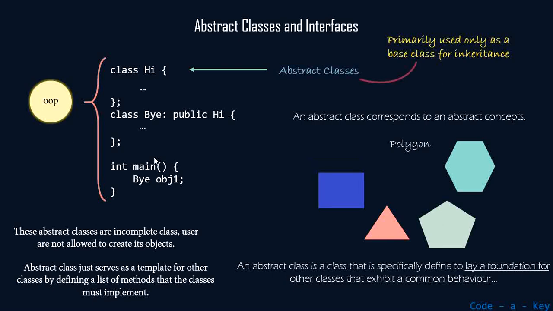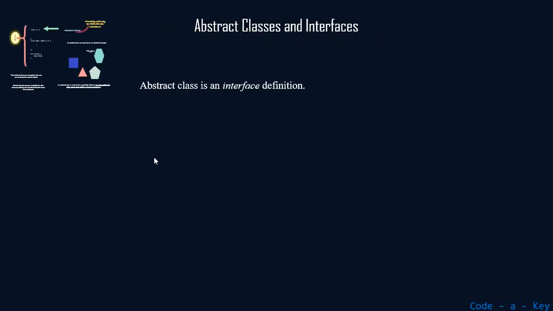Now, an abstract class is an interface, as I say, it is an interface definition. So here the term interface comes into play. Like the abstract classes are just an interface. Yes, they are just an interface. What exactly are we going to talk about? Yes, it is just an interface.